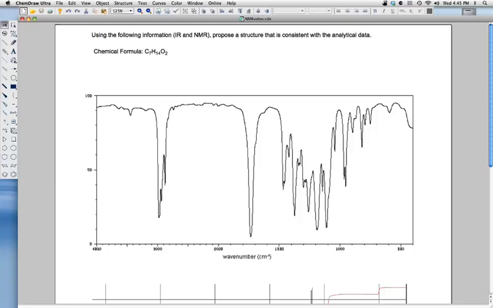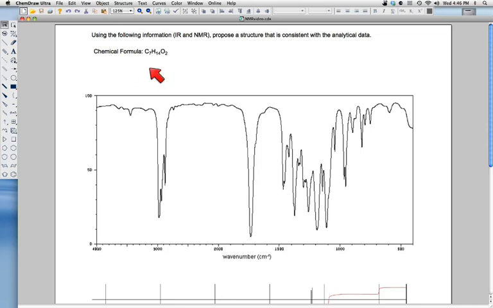Okay, in this video we are going to use the following information, IR and NMR, to propose a structure that's consistent with the analytical data. So we need to use this data to draw a structure that is accurate to the IR and NMR. Really, we have three pieces of information: our chemical formula, our IR spectrum, and then, not shown here at the bottom, our NMR. So we're going to use those three pieces of information to solve a structure.